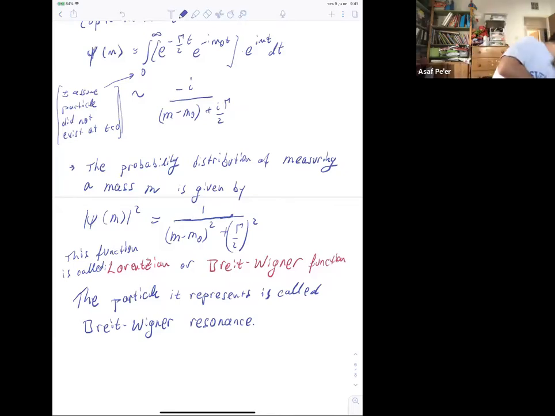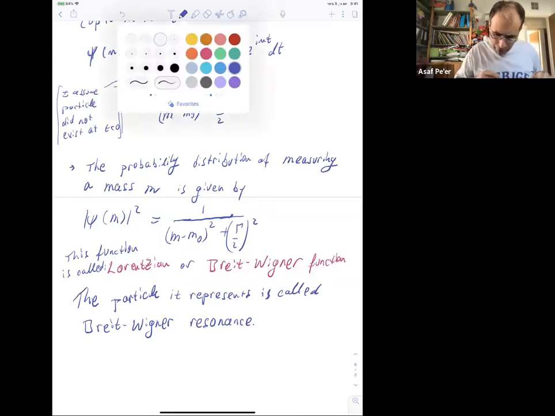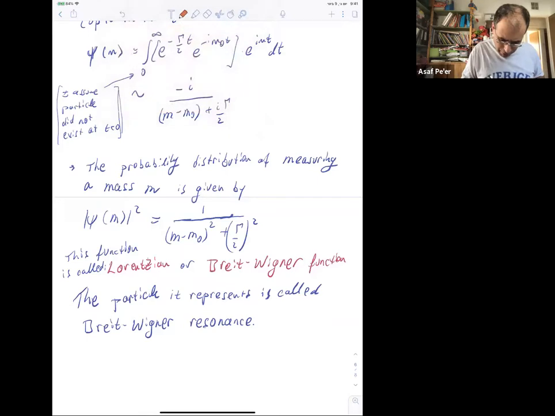Let me see if I have... I have a typo in my notes. That's what happens when you try to work on your notes while you're doing other things at the same time.